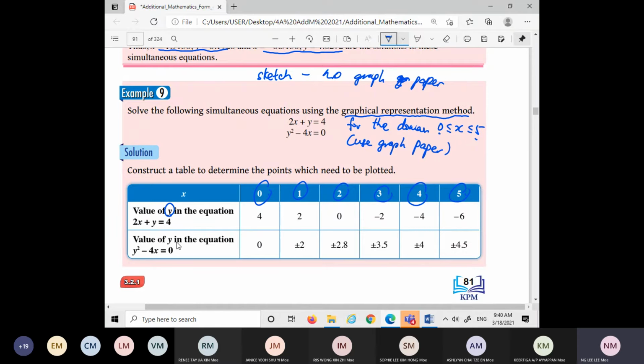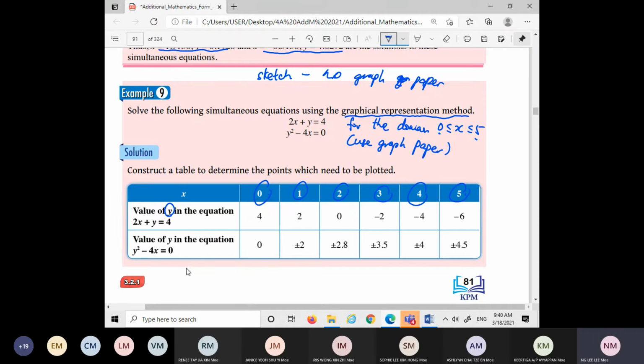For the second row, also the same thing. Substitute x equal to 0 here to get the y value. Then here you will see plus minus, plus minus, because of the y squared. So when x is 1, there are two values of y. So I go through a few points for you.